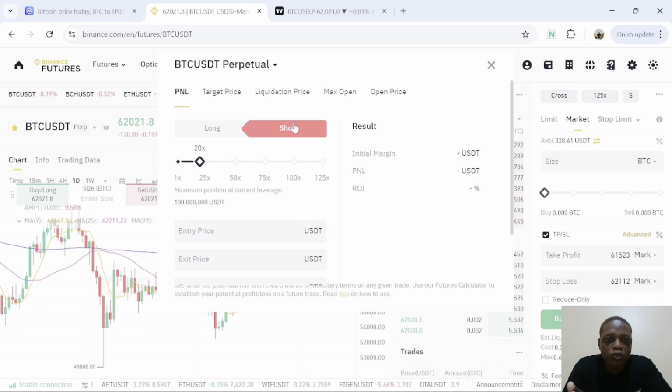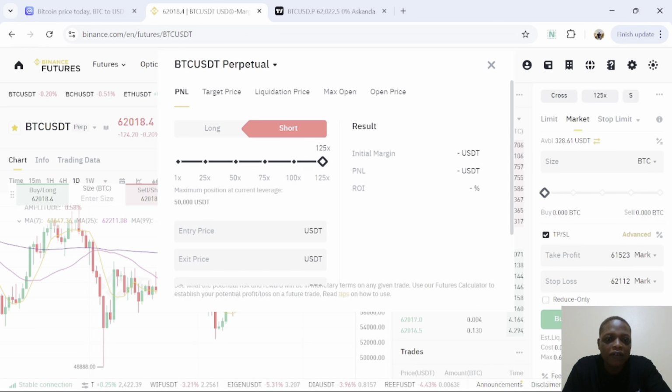After clicking on short position, you only trade 15 minutes from Monday to Friday. That's the time that the market moves very fast. So I go from 125x. We are going to add our entry price. To add our entry price, we will go back to TradingView.